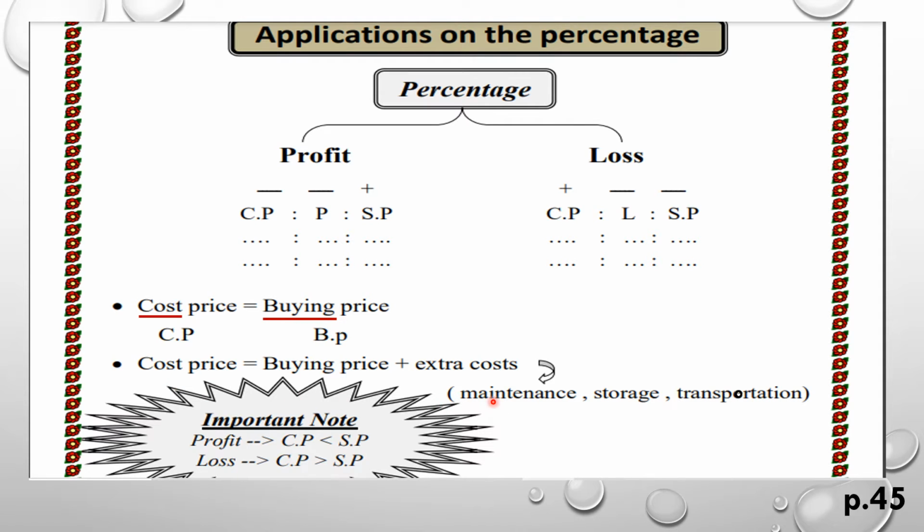Sometimes we have extra costs. These extra costs, like maintenance, storage, transportation, will be added to the buying price to have the cost price. So here, cost price equals buying price plus extra costs when we have them. Profit when the cost price is less than the selling price. Loss when the cost price is greater than the selling price.